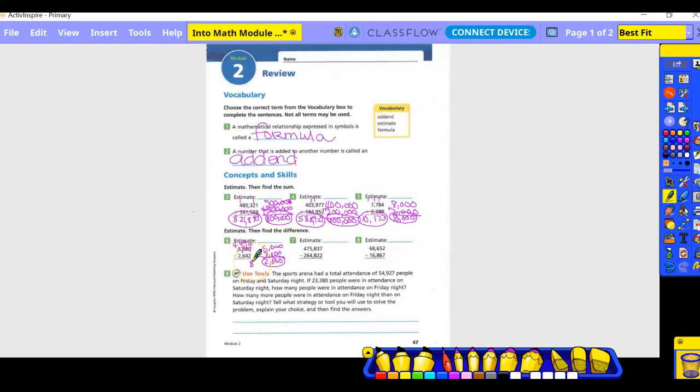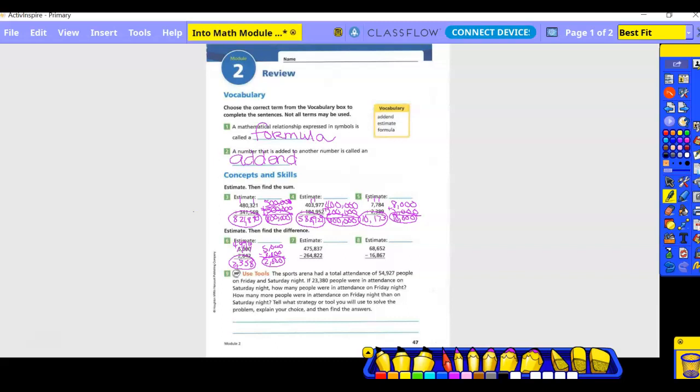8. 9 minus 4 is 5. 9 minus 6 is 3. And 4 minus 2 is 2. So it's 2,358. Is that close to 2,000? Yes, so our answer is wrong.